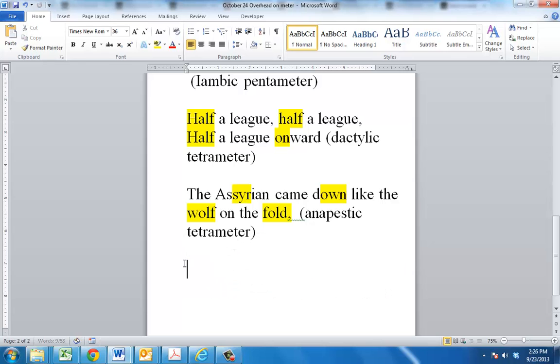And this is simply the next line of that poem, so we're not going to mess with that one. So you can see how this works. It's a matter of figuring out what is the predominant poetic foot, how many of those feet are there per line, and then creating the name for it.